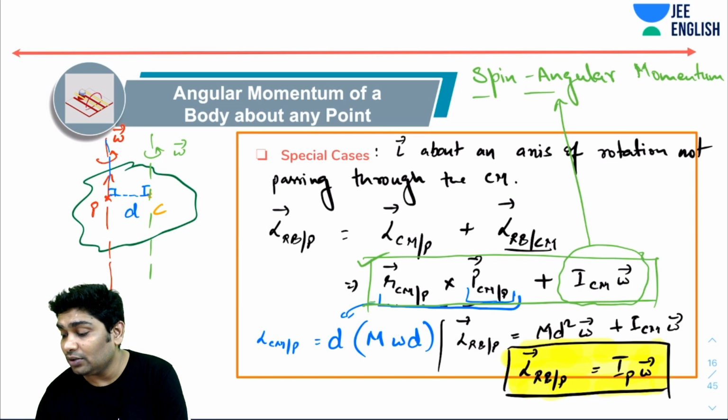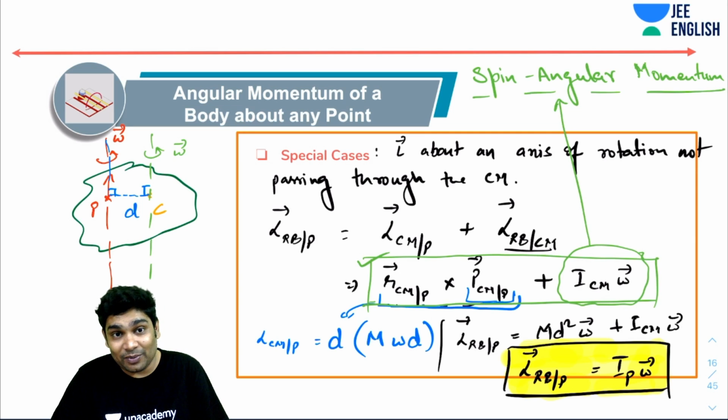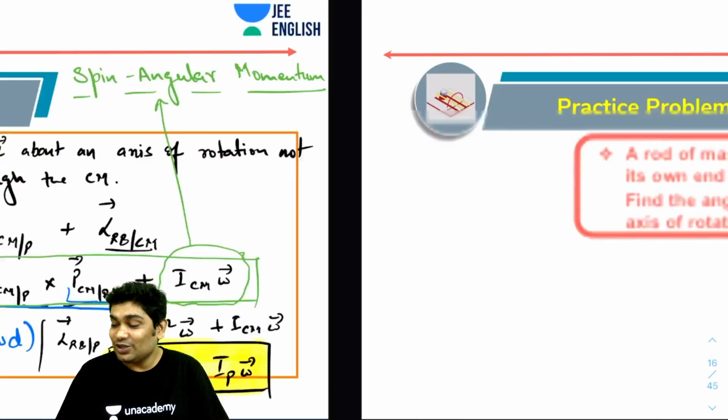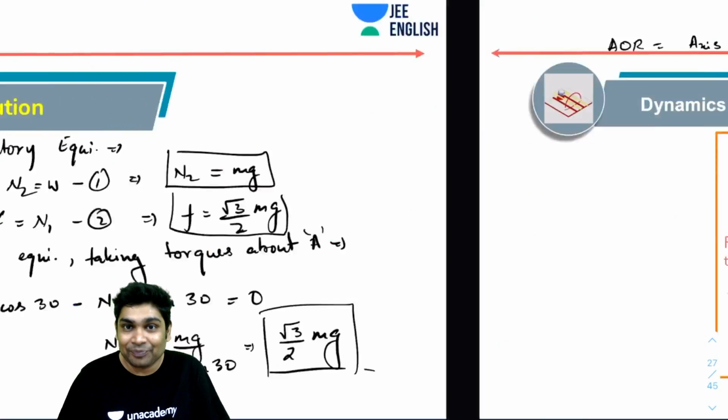And spin angular momentum is obviously independent of the point of consideration, about which point you are measuring the angular momentum of the body. This is an intrinsic property. Okay. So that is it. That is one bit that I just remembered and I thought I'll just mention it.